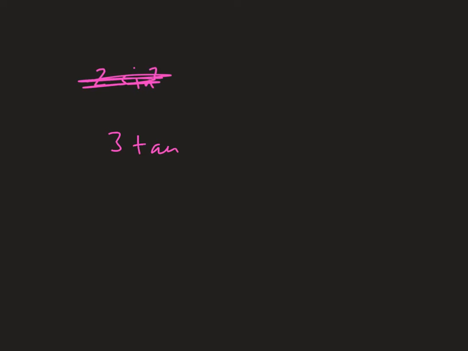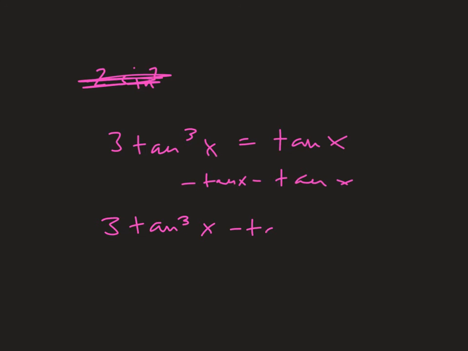So 3 tangent cubed x is equal to tangent x. Let's move our tangent to the other side. So we're going to subtract tangent x on both sides. So we have 3 tangent cubed x minus tan x is equal to 0. What should we do next?